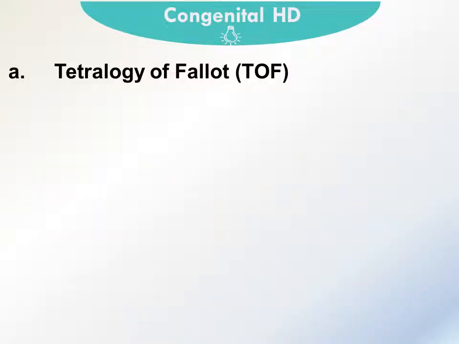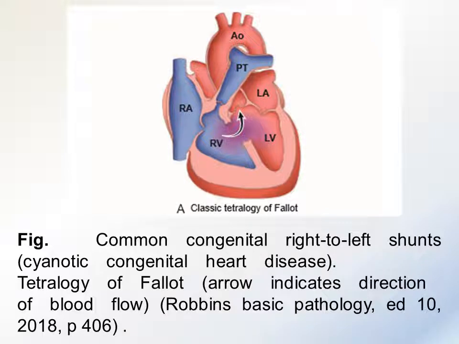First is the tetralogy of Fallot. It accounts for about 5% of all congenital cardiac malformations. The four cardinal features are pulmonary stenosis, right ventricular hypertrophy, ventricular septal defect, and finally overriding of the aorta. The overriding of the aorta is when the aorta is positioned directly over a ventricular septal defect instead of over the left ventricle.